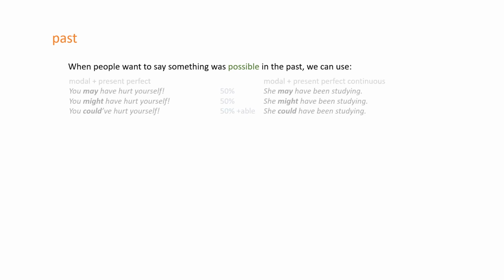And so the next bit, the past. How do we express possibilities in the past? Well, I'll tell you. Now, may, might, could, present perfect, or present perfect continuous. And so we have you may have hurt yourself. It was possible in the past that you might have hurt yourself. You might have hurt yourself. You could have hurt yourself. And remember, could also has this idea about ability.